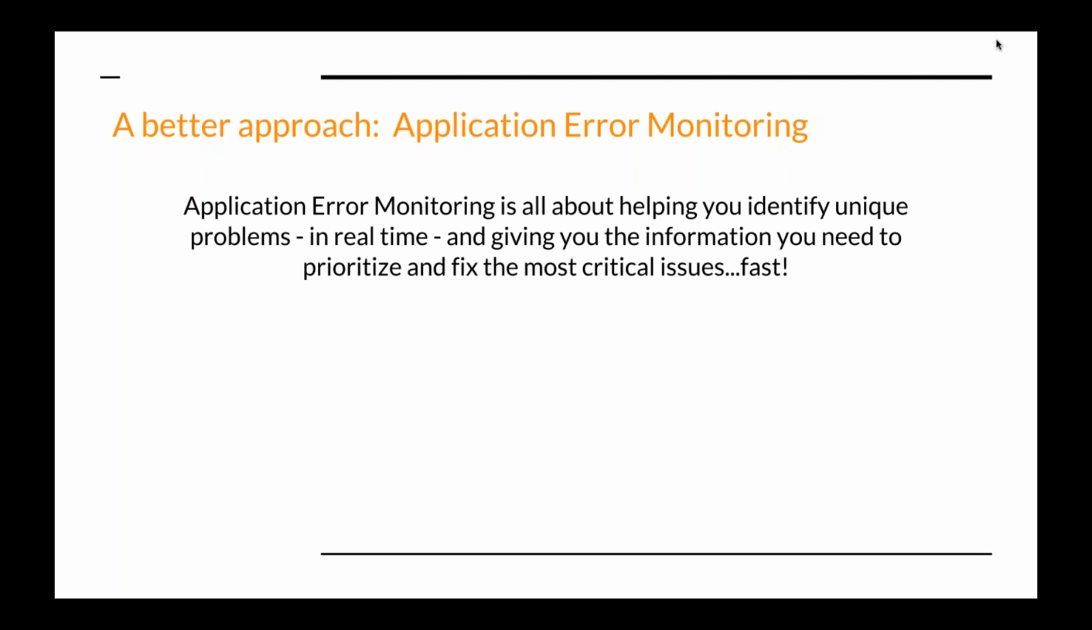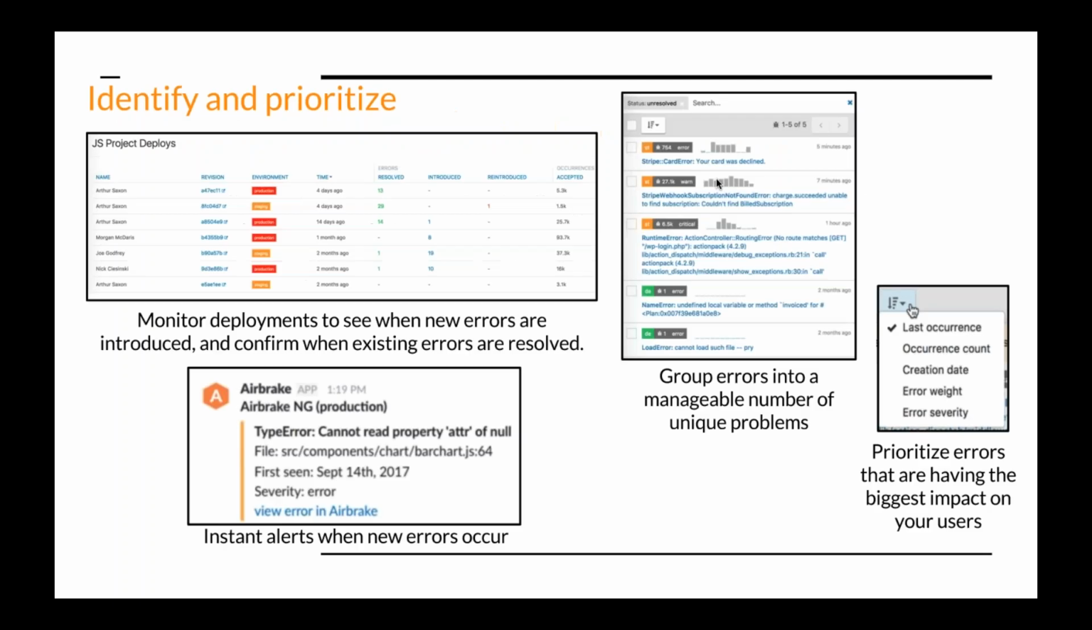Error monitoring is about finding those unique problems, getting it in real time, and giving you all the information you need to prioritize and fix those most critical issues as fast as you possibly can. And then, really, how do we do that? The first phase is identify and prioritize. A tool like Airbrake, and error monitoring in general, will monitor your deployments to see when new errors are introduced and confirm when existing errors are resolved.